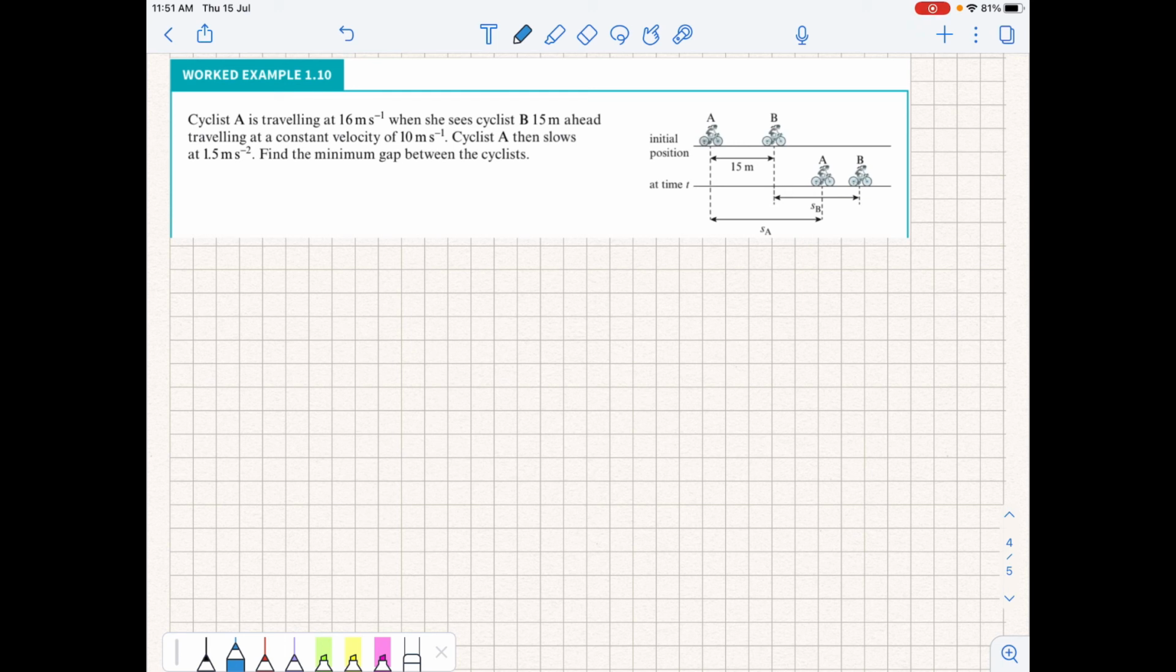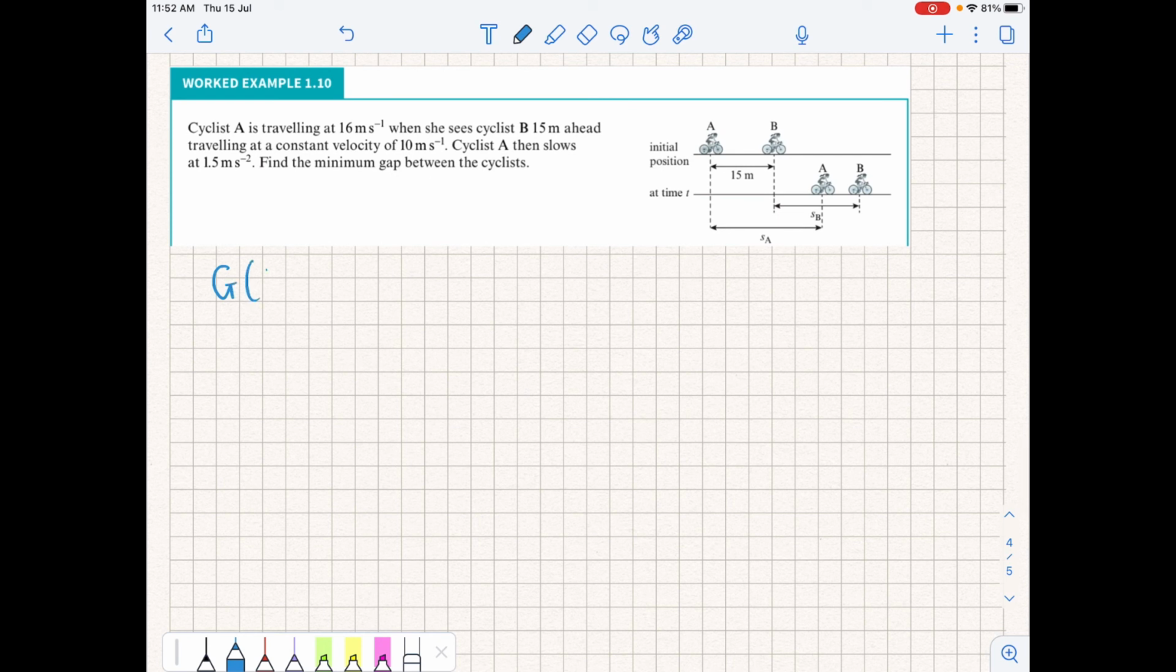So the way we're going to look at this problem is not in terms of the cyclist, we're going to look at it in terms of the gap. We want to work out a minimum value for this gap. So we want a function for gap with respect to time. And so we can call our function gap with respect to time. Now we need to come up with an equation to calculate this gap based on the information that we're given.